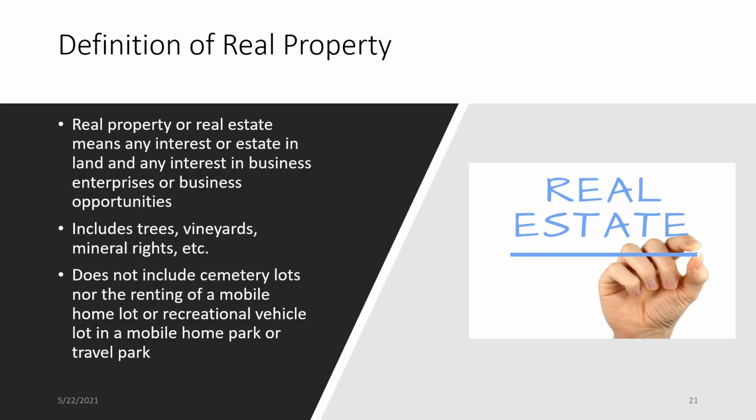What is the definition of real property? Real property or real estate means any interest or estate in land and any interest in business enterprises or business opportunities. This includes trees, vineyards, mineral rights, etc. It does not include cemetery lots, nor the renting of mobile home lots, recreational vehicle lots, mobile home parks, or travel parks.